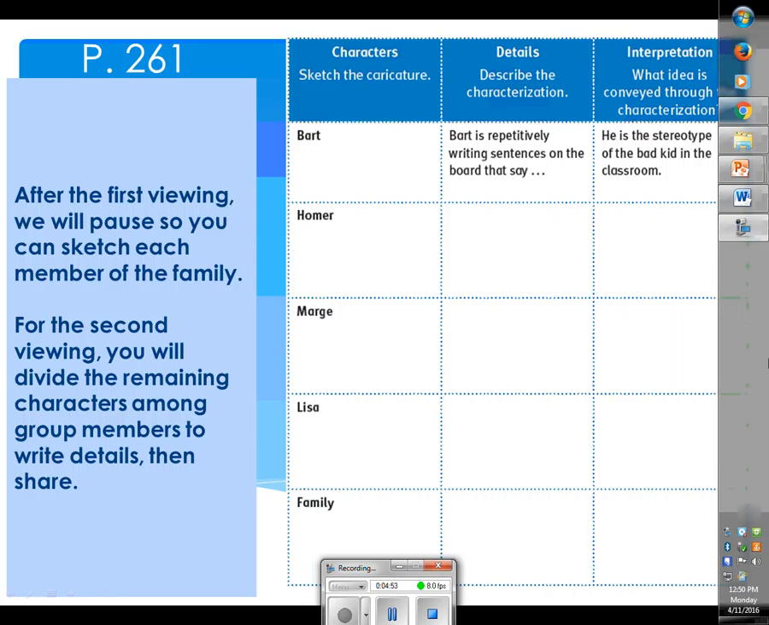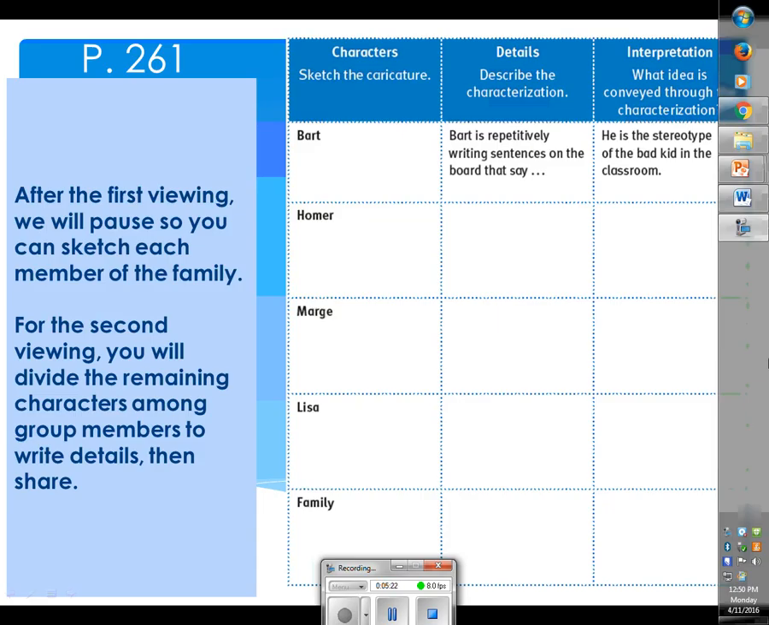So if you look at your book or at the screen, doesn't matter which, the first row, the row about Bart, has been completed for you. So in terms of details of Bart, how exactly would we describe what he's doing? Well, Springboard tells us the idea that he's repeatedly writing sentences on the board. And I think you folks figured out what he was saying. If you didn't, check it out, because it was pretty funny. All right. And in terms of the interpretation, Springboard's pretty much asking, who is this character the stereotype of?